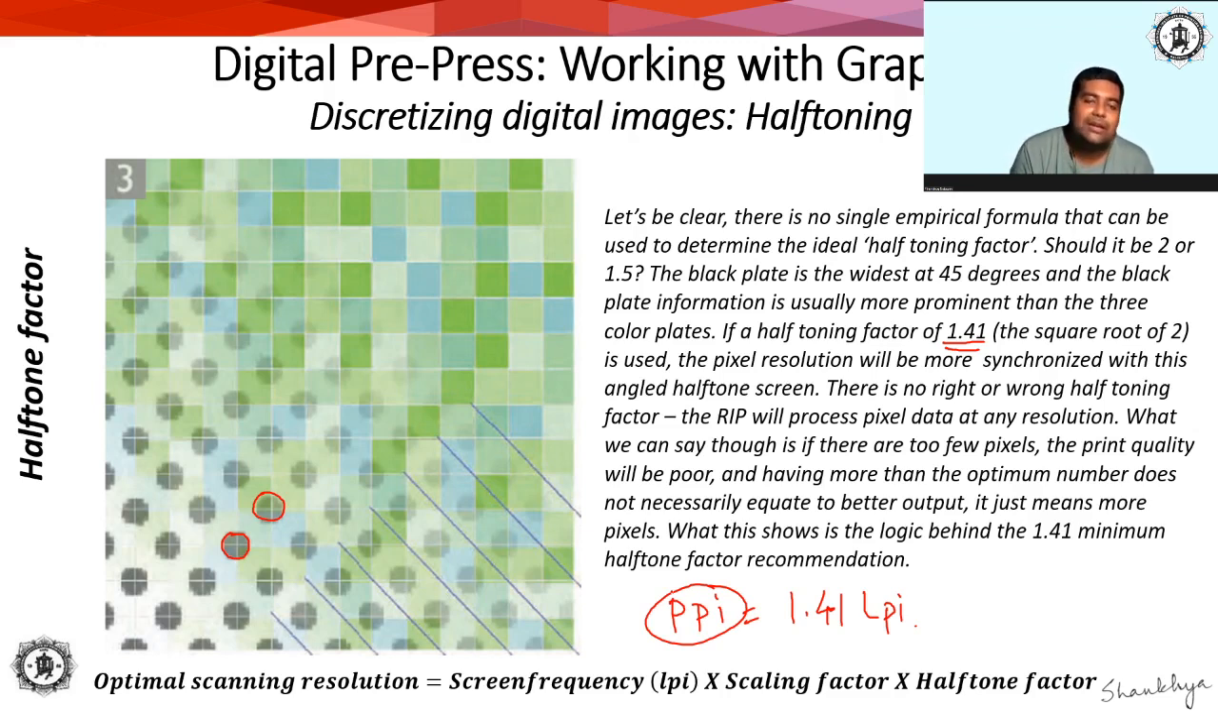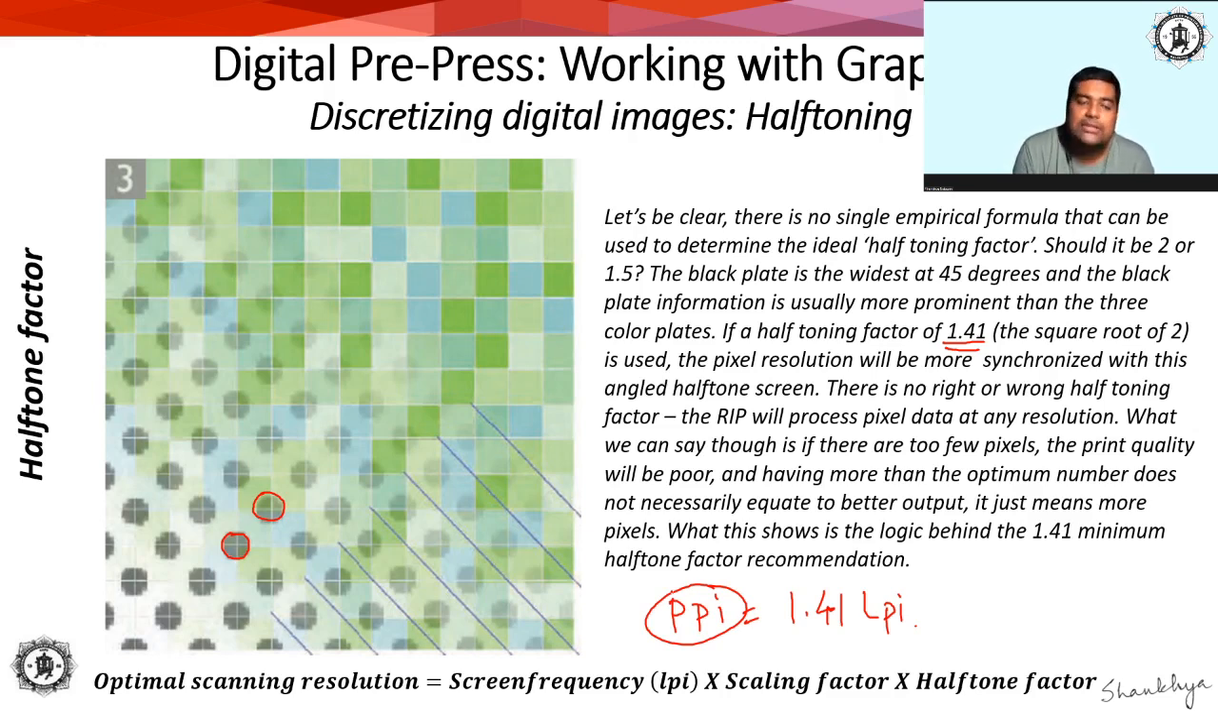But ultimately what happens, you will see that if you use a half-toning factor of 1.41 when you are rotating the screens for different screen angles, then the overall half-tone structure will become almost uniform in nature. That will ensure that you are not using a very high number of pixels and a low number of pixels, and an optimum level is maintained.